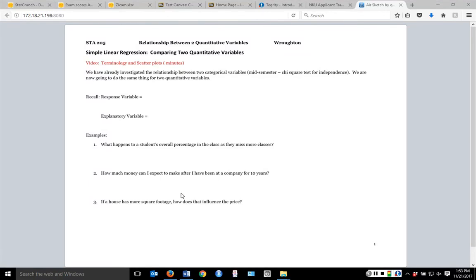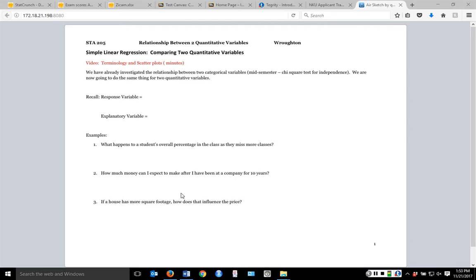Alright class, we're finally in the last set of notes. So we've done tons of different ways of looking at data, and the last thing that we haven't done yet is looking at a relationship between two quantitative variables. Just as with every other set of notes, we're going to go through some basic terminology and examples first to understand what's going on.